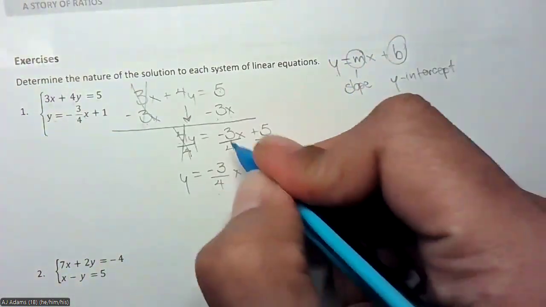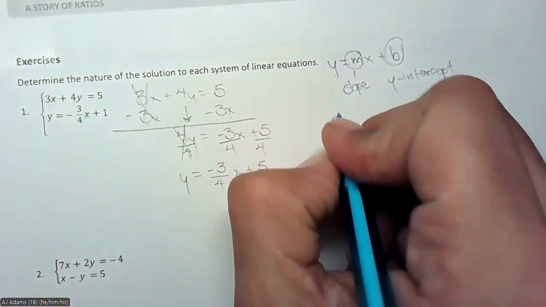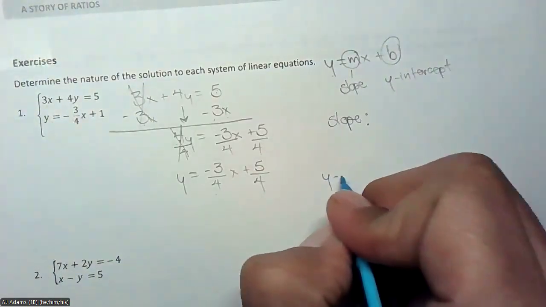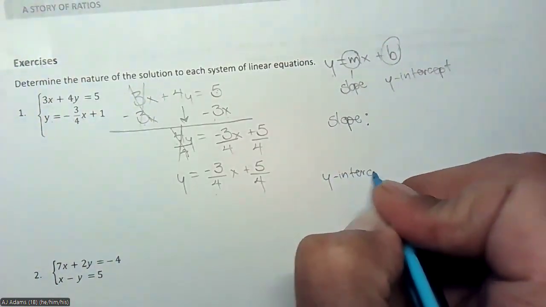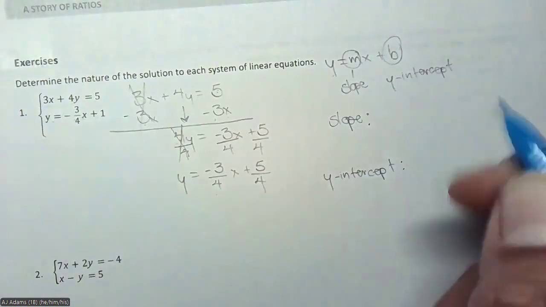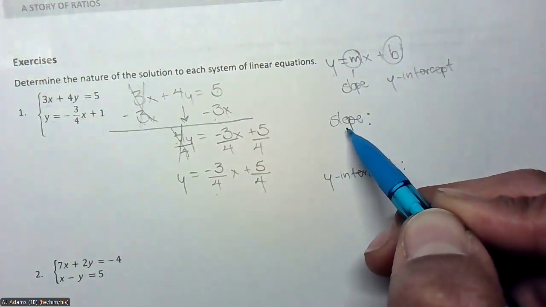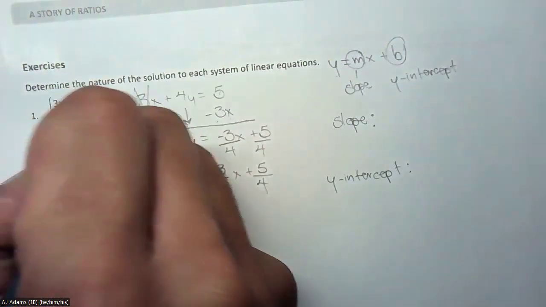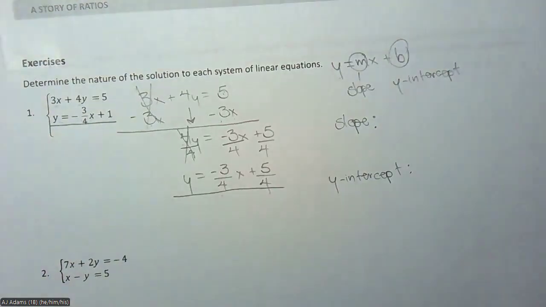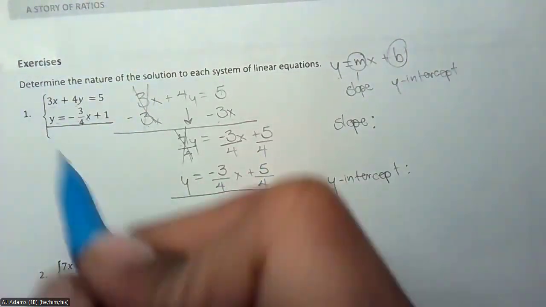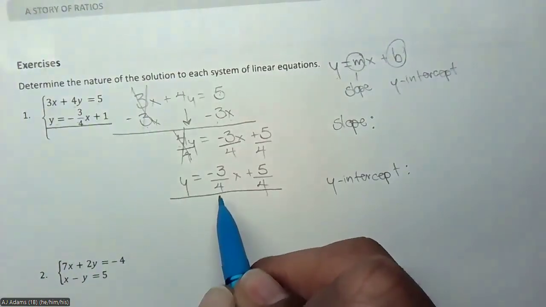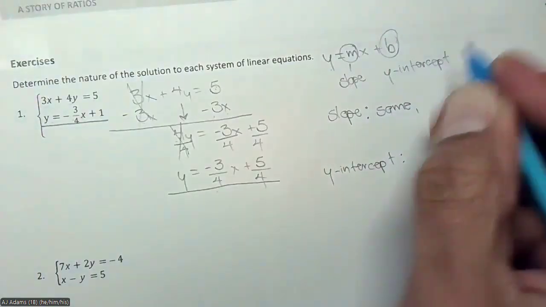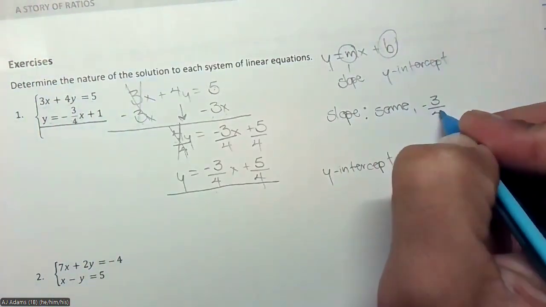My advice when you're doing these kinds of problems is to write slope on the side somewhere and y-intercept on the side somewhere like this. And we're going to ask ourselves, are the slopes for these two equations the same or are they different? And we're comparing this equation with this equation. So are the slopes the same? Negative 3/4 x, negative 3/4 x, they are the same. And let's write what they are, negative 3/4.